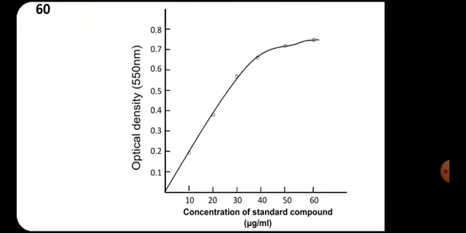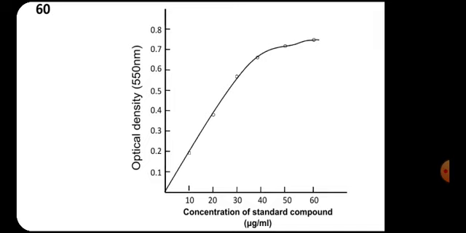On the y-axis is optical density, for example, at 550 nanometers. This is the wavelength which is maximally absorbed by the desirable fermentation product, and that is why it is selected here. The second data that you have is the concentration of the standard compound, that is micrograms per ml, which will be plotted on the x-axis.